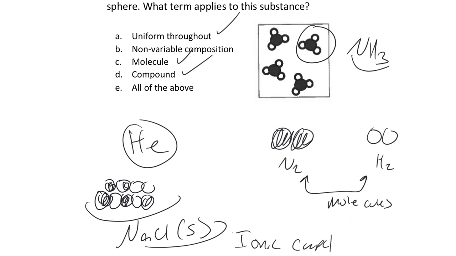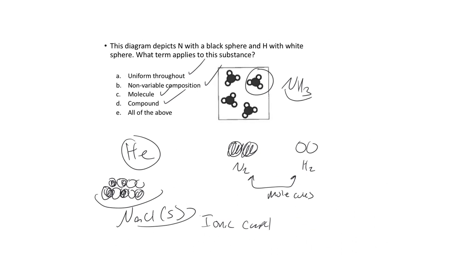And then variable composition is really asking the question, do I see 2 or more different compounds or molecules or substances present? So I see 4 identical molecules. So that means we have a non-variable composition. A variable composition would be if I see 2 different substances. I see N2 molecules, I see H2 molecules.